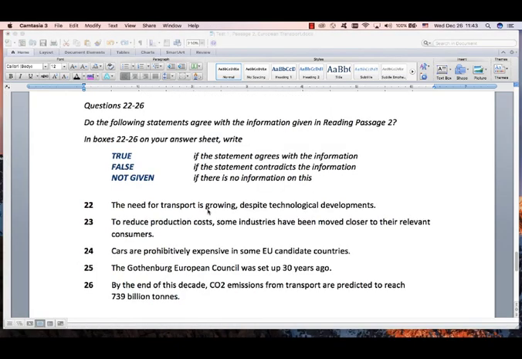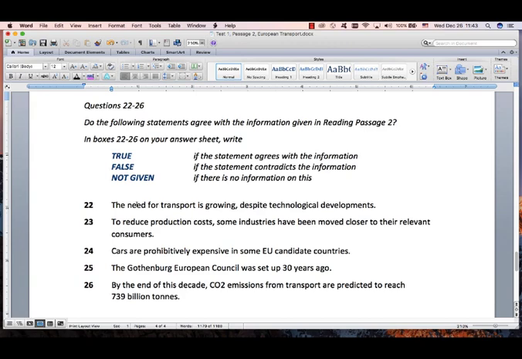One of the advantages of doing matching headings first is that we will be quite familiar now with where everything is. Sometimes some questions help with other questions. The need for transport is growing. We remember that word. Despite technological developments. CO2 emissions, that's our environment paragraph. EU countries, we know where that was. So we pretty much know where everything is here.